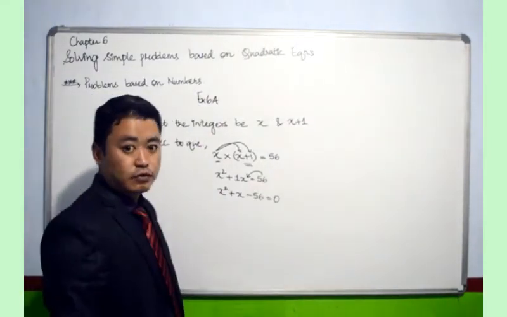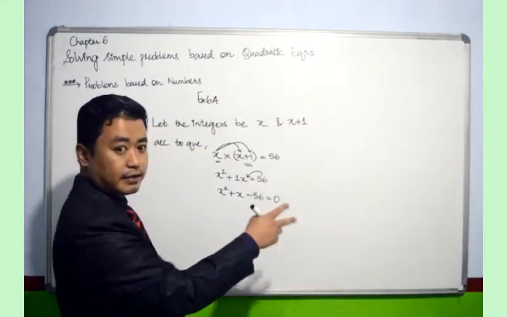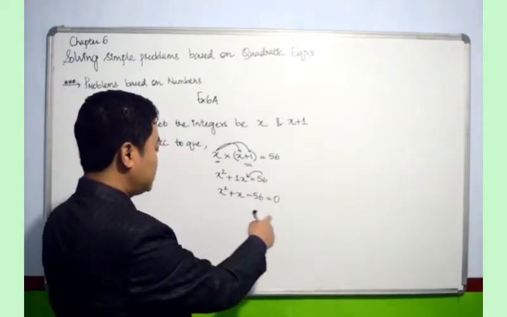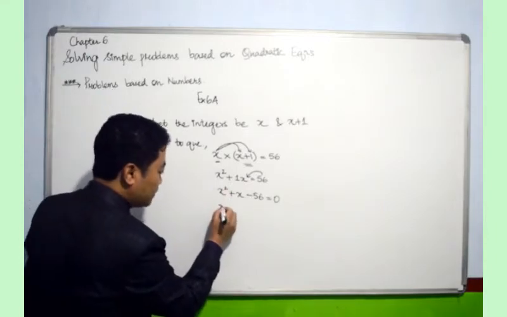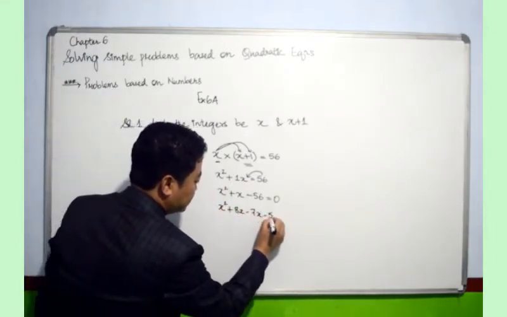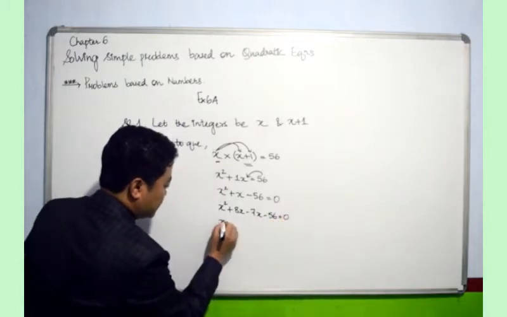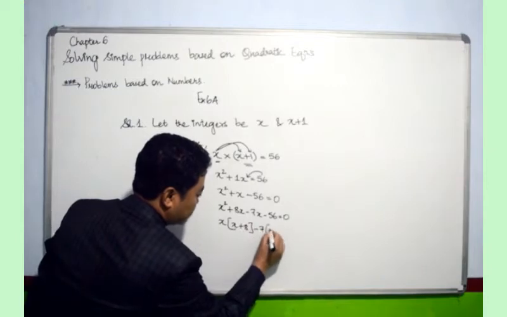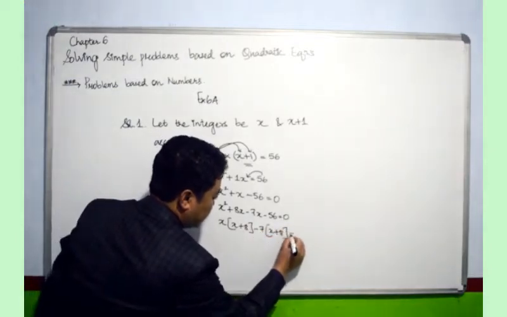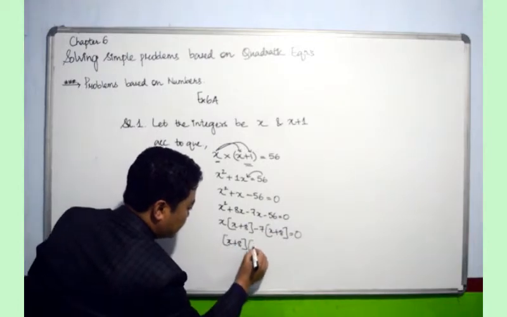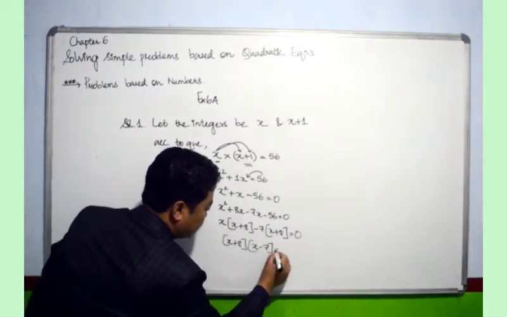So basically it goes with splitting the middle term, isn't it? 7 8s are 56, and 8 minus 7 will give you 1, the coefficient of x. So x squared plus 8x minus 7x minus 56 equals 0. Here you have x as common: x plus 8. If you take minus 7 as common, you get x plus 8. So we have x plus 8 and x minus 7 equals 0.